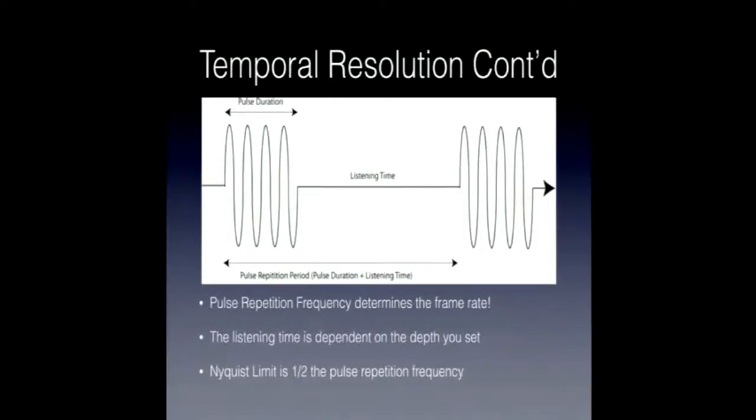and that determines the frame rate. And again, we increase this listening time and we increase our depth because we're saying, well, we're interested in hearing about reflected signals longer than that. So there's something called the Nyquist limit, which I'll touch on in a moment, and that is 1/2 the pulse repetition frequency.